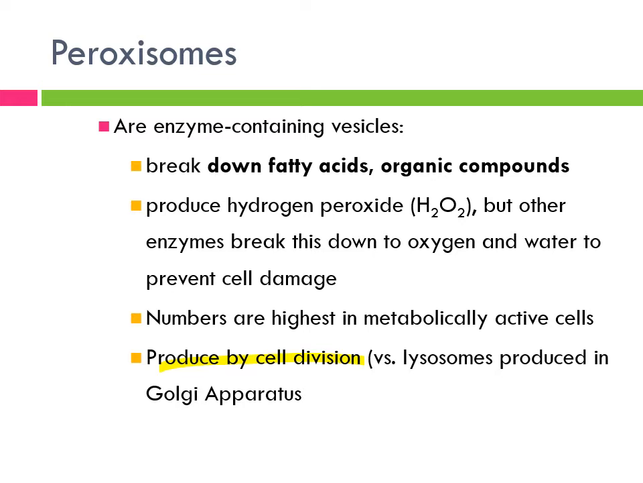So peroxisomes are produced by cell division, and they carry different enzymes than lysosomes. Their enzymes are just to break down fatty acids and organic compounds, whereas lysosomes can break down just about anything.